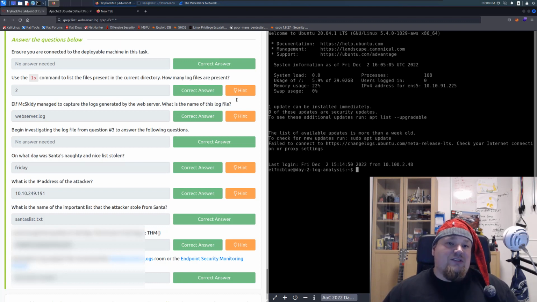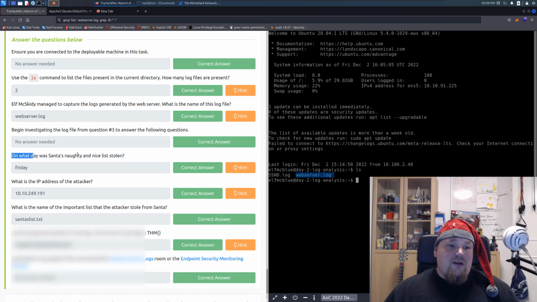The very first question is to find out how many files there are, and it's going to be so easy. That's the first two files here, the SSHD and the web server log file. The answer is two. Also, ElfMax can manage to capture the log generated by the web server. What is the name of this file? As you can see, it's right there. It is called webserver.log. That's the answer.